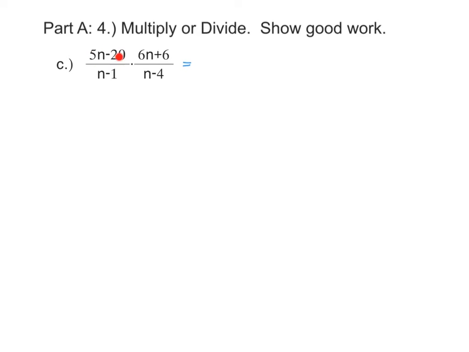Looking at 5n minus 20, I can see that there's a common factor of 5. So I'm going to factor a 5 out of there, and I'll be left with n minus 4. In the second fraction, 6n plus 6, obviously 6 is a common factor, so I'll factor that out, and I'll be left with n plus 1. In the denominator, there's just n minus 1 and n minus 4.